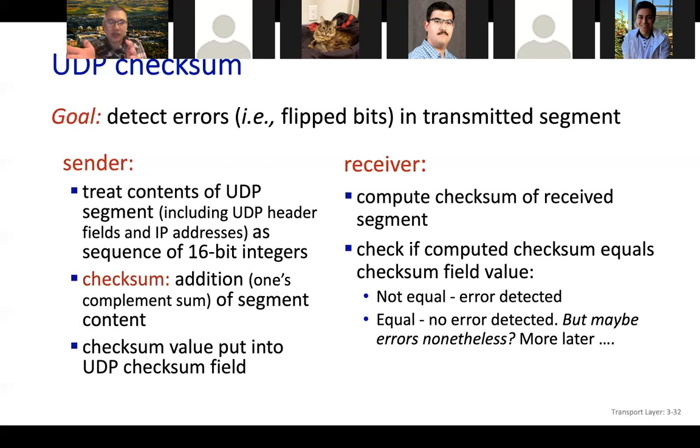Okay, you recompute the checksum based on the data you received, and compare the recomputed checksum with your received checksum. If they are equal, it means mostly, or highly probably, there's no error. I also talked about some cancellation cases, but let's just say that mostly it's correct. So, if the computed checksum equals the checksum field value, no error is detected, but maybe there are errors nonetheless, more later.